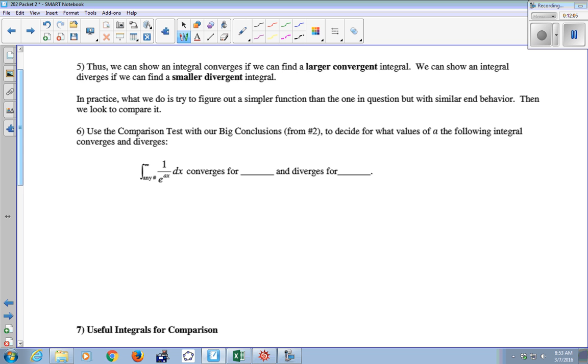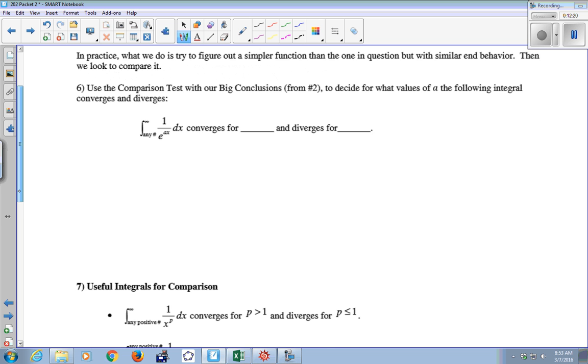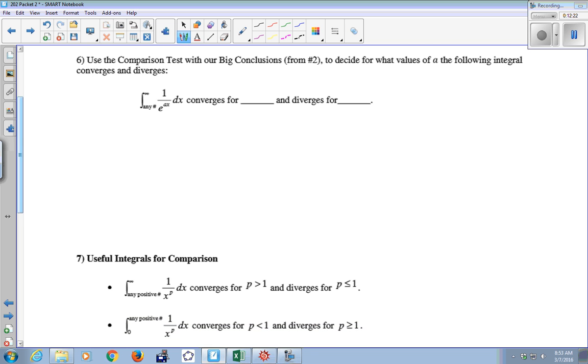All right, so I'm going to use the comparison test now, and I'm going to try to figure out what happens to the integral from any number to infinity of 1 over e to the ax, for different values of a. I don't know the behavior of 1 over e to the ax. Does it converge or diverge? That's what I'm trying to figure out. Any educated guesses? Does this thing converge or diverge? Assuming a is positive to start.